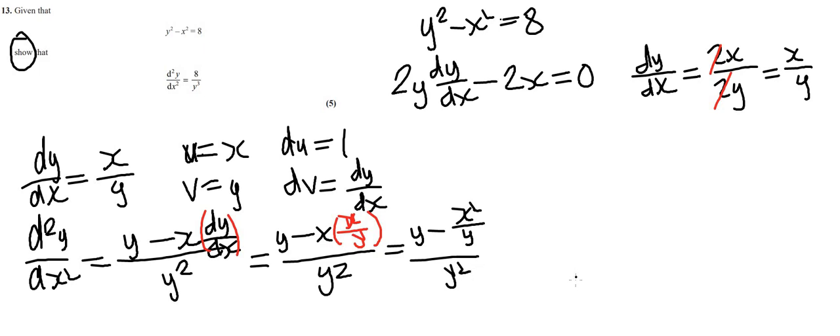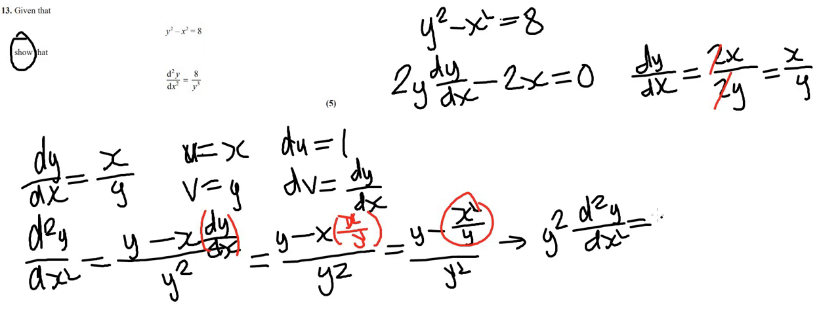Okay, so this y squared, let's multiply through because we want to get rid of this fraction. So we multiply the whole thing, every term, by y squared. So we get y squared times our second derivative, which is equal to y minus x squared over y. So now that denominator's gone. So we've just got this.